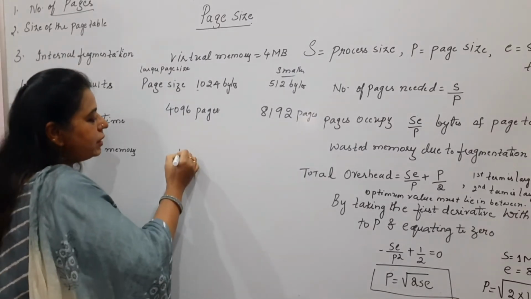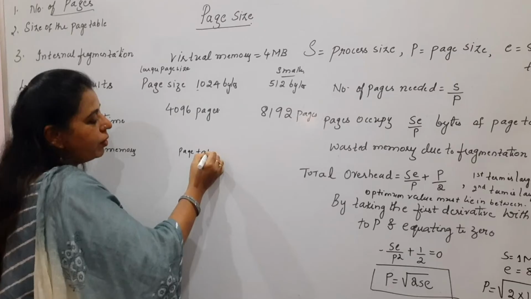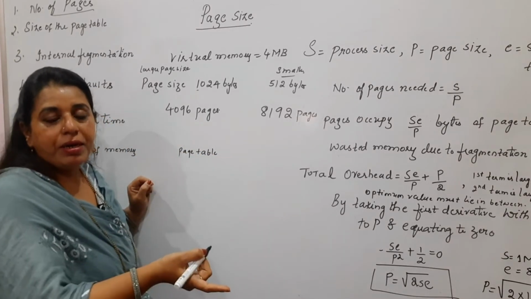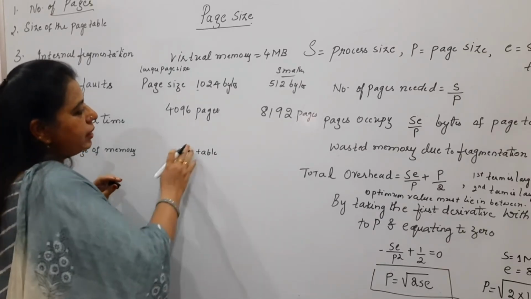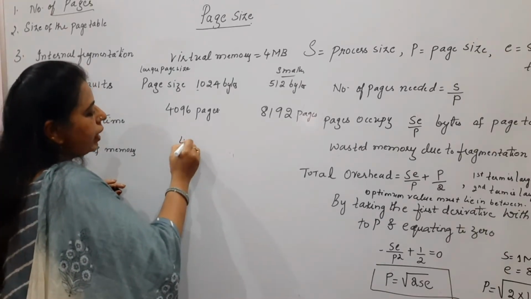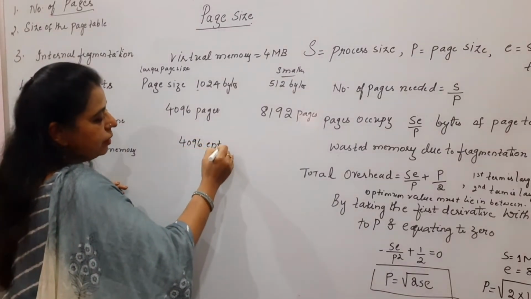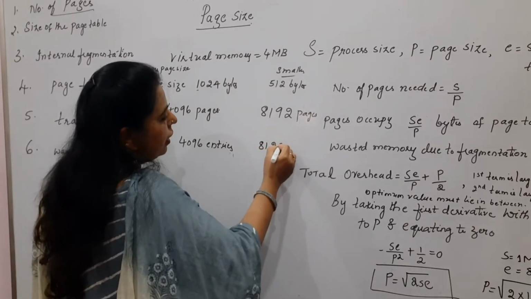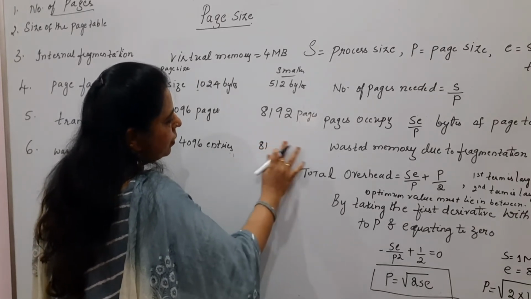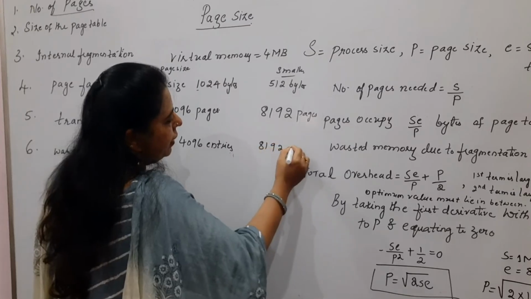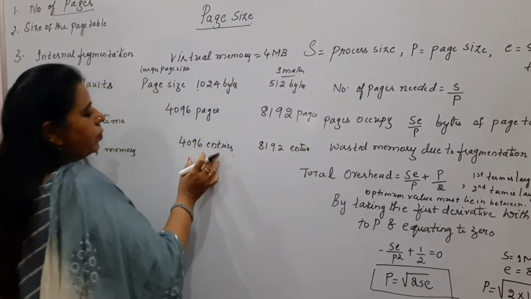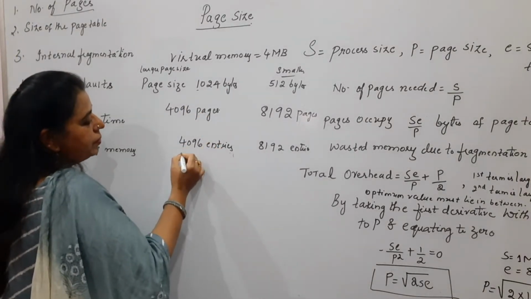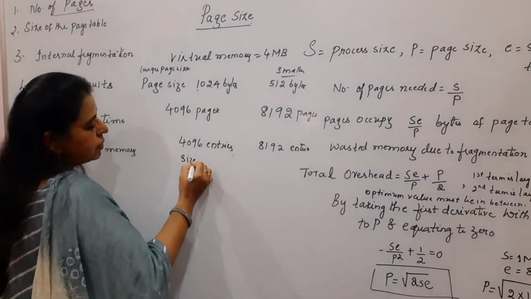Because you know what the page table stores? Page table stores the information about each page. There is a row for every page, in which frame it is residing. So if there are 4096 pages, then there will be 4096 entries in the page table. If there are 8192 pages, then there will be 8192 entries. What I wanted to tell is, if the page size is large, the size of the page table becomes small. Size of the page table is small here.